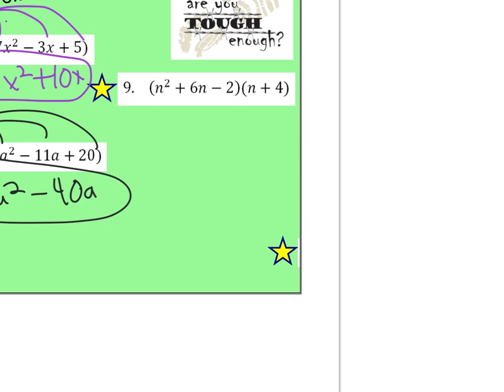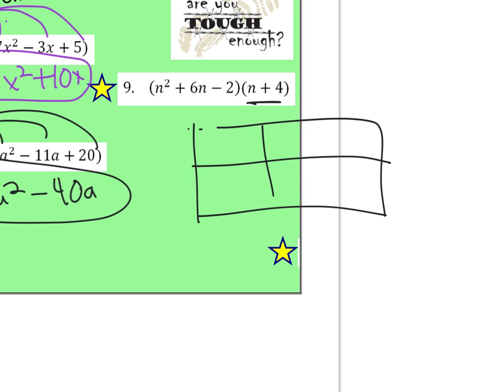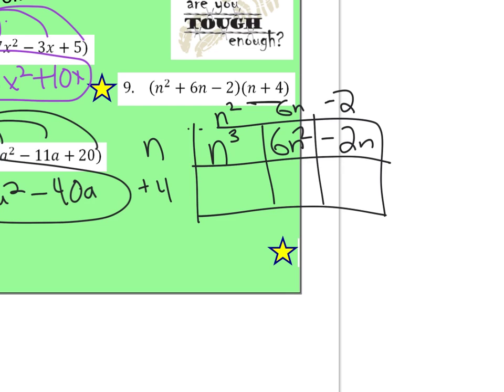9 might be a little trickier because I got two things here. This is where, if you guys remember way back to algebra days, this is where you guys might set up a little table. And this is just to keep things organized. It's not a bad idea. So fill in the blank, n to the third, 6n squared, minus 2n, 4n squared, 24n, minus 8.